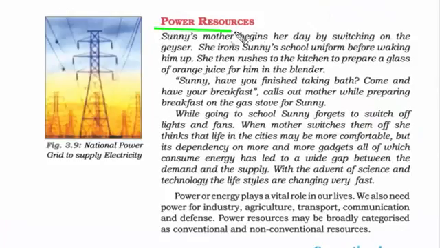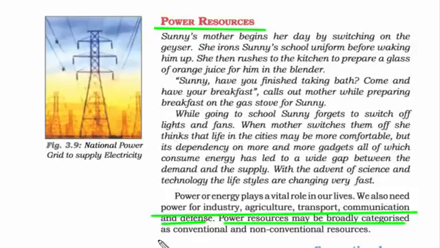The next topic is power resources. Power means energy, and we need energy for industry, agriculture, transport, communication and the defense sector. So to run absolutely anything on this planet, we need energy in some form or the other. Power resources are broadly categorized into two categories, conventional and non-conventional resources. Conventional means traditional, old way, and non-conventional means modern, new way.